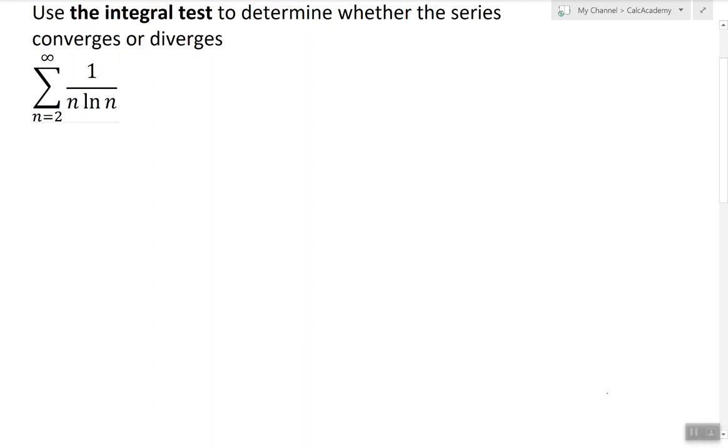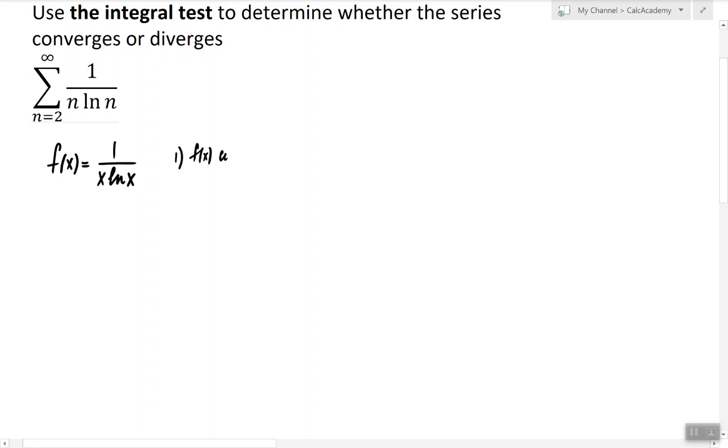In this video, I will show how to use the integral test to determine whether the given series is convergent or divergent. So before we use the integral test, we have to verify that all the conditions are satisfied. That means we have to consider a corresponding function, which is obtained by replacing n with x, and make sure of the following three things.